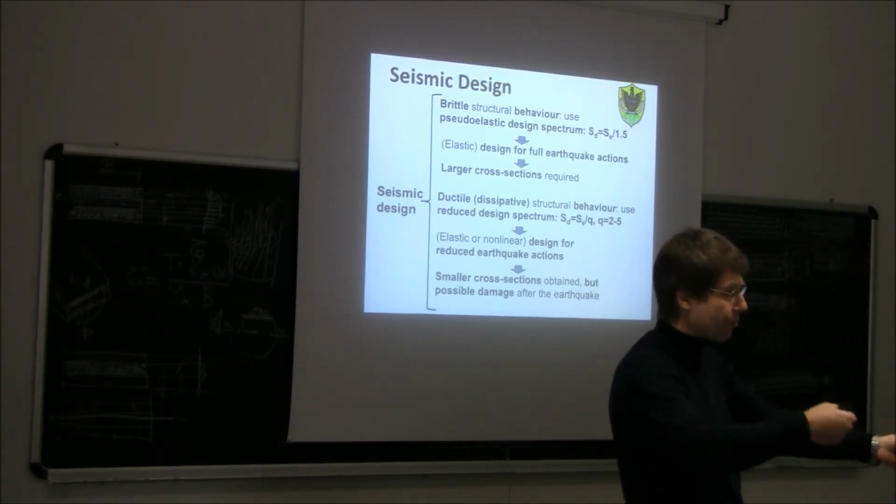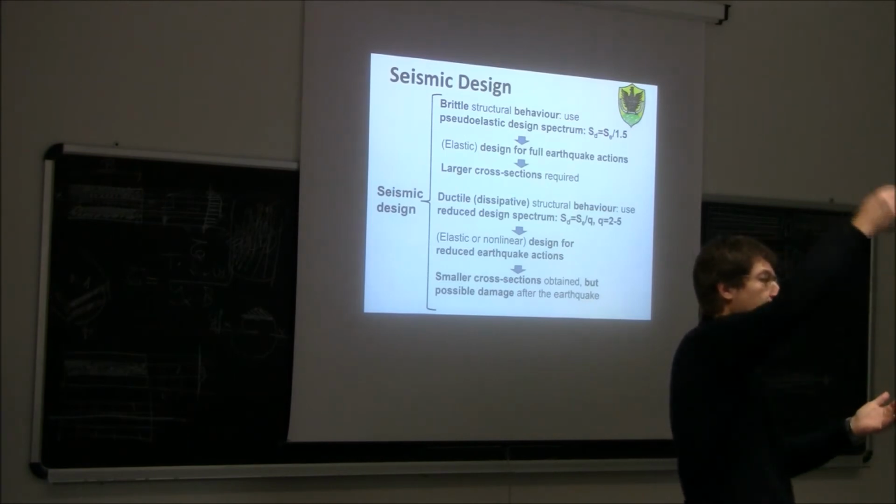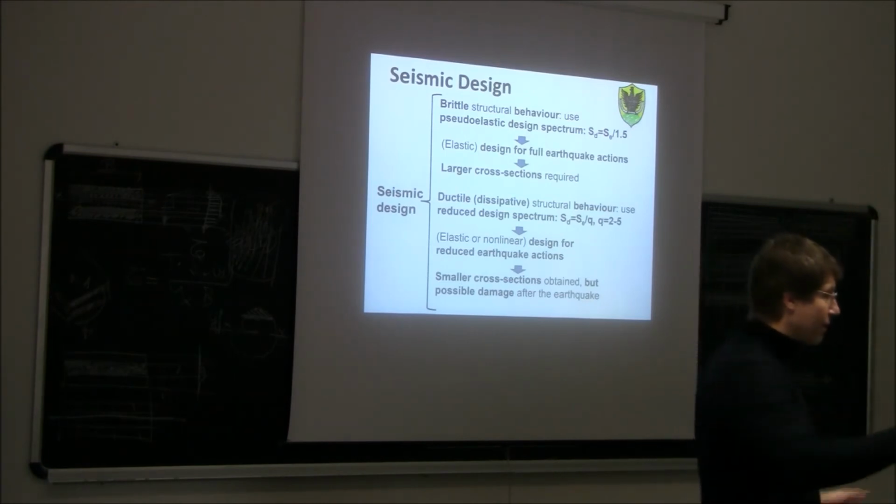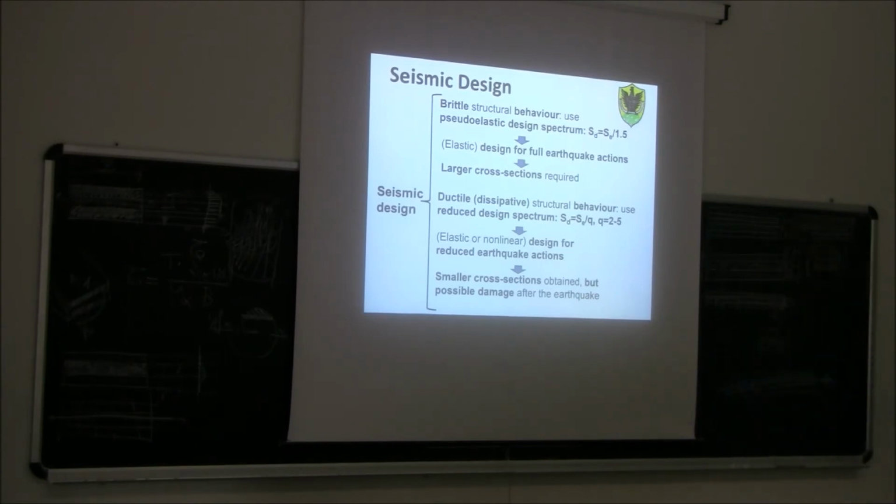The bar will probably yield, and probably the building will no longer be straight, but will have some out-of-plane deformation at the end of the earthquake. Of course, we can earn some money because, since the members are actually smaller, we can use smaller cross-sections. However, there is possible damage after the earthquake. So those are the two different design philosophies.